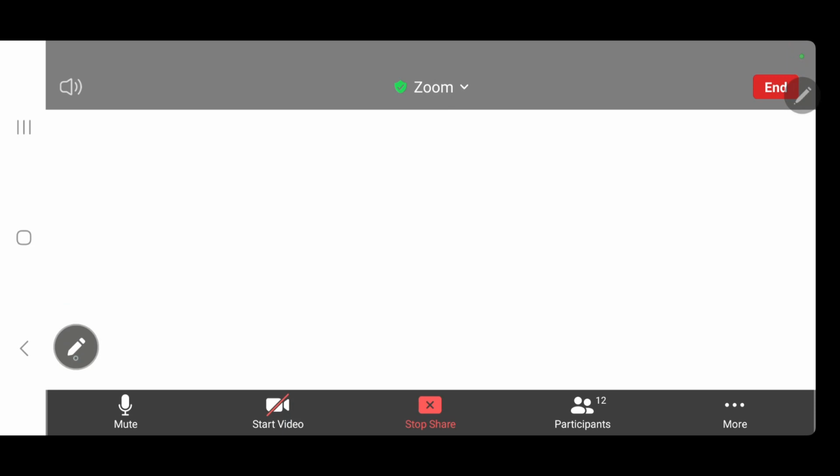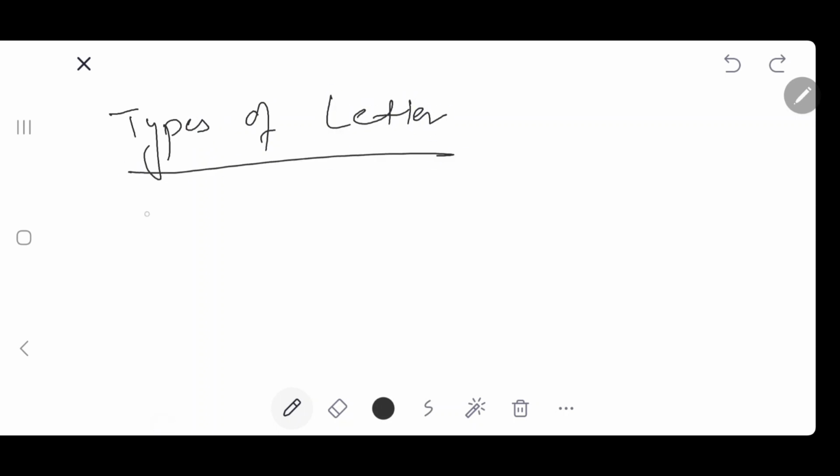So now I hope you can see the screen, and we're going to start with the writing types of letter. Basically, as we discussed quickly, we have different types of letter. So let's start with the referral letter and its categories.